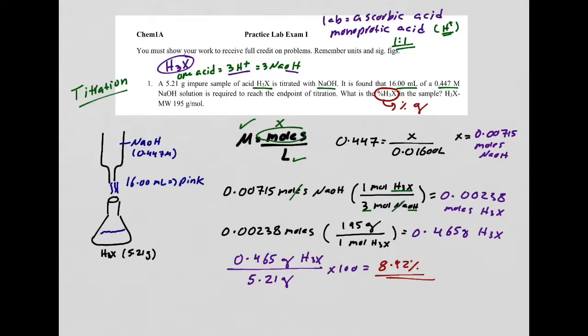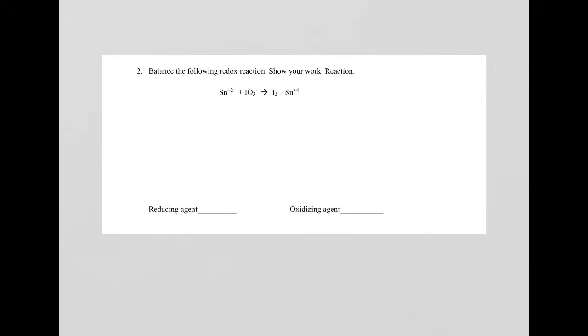Let's go to the next problem. Here is the next problem. The next problem is a redox. I know you know redox, but let's go through it quickly together. So I have a redox reaction. You are supposed to balance it, so we're going to write 2 half reactions. Sn2+ goes to Sn4+. Iodate goes to I2. Okay?